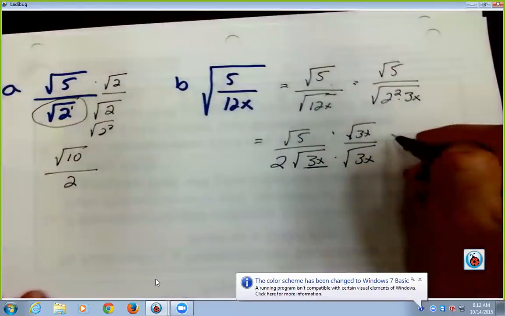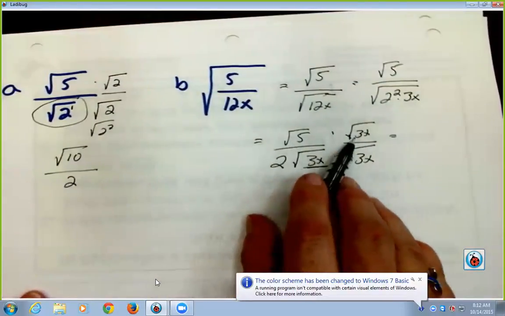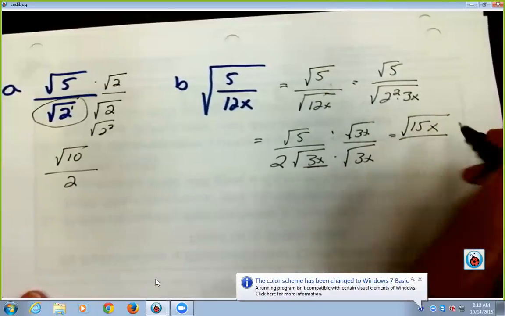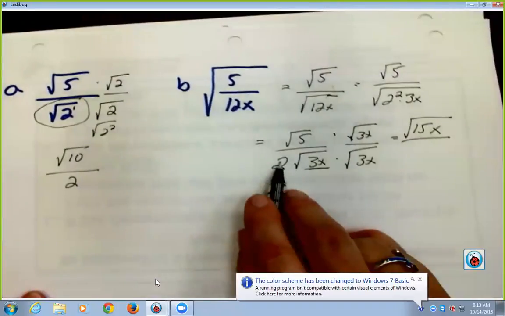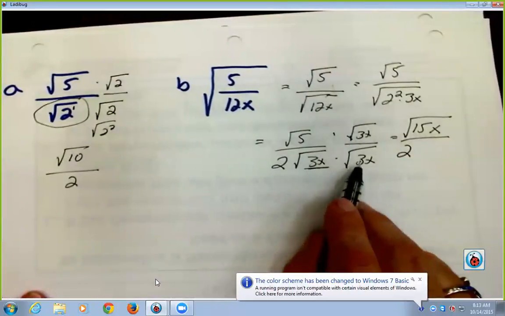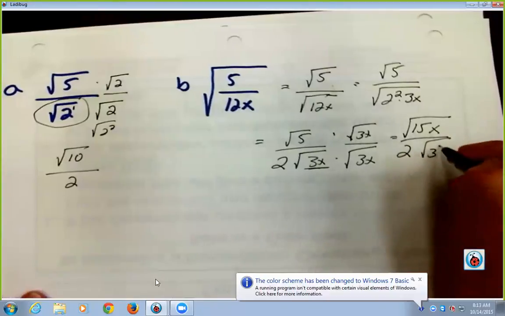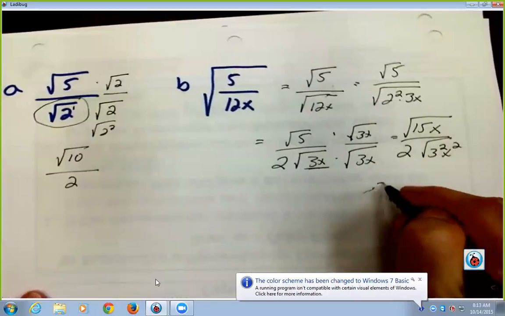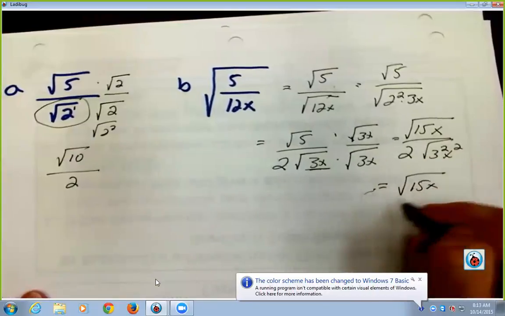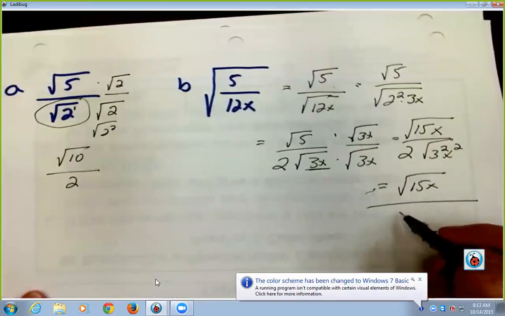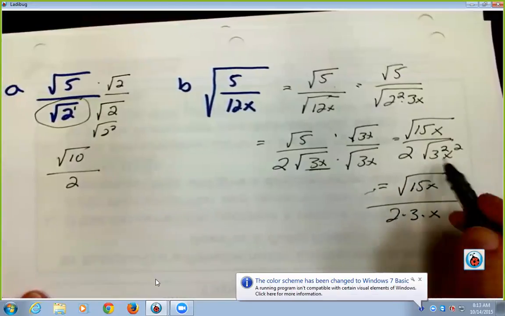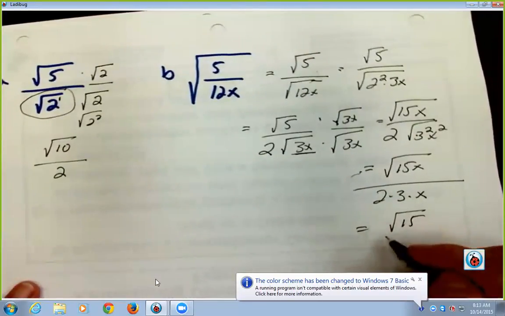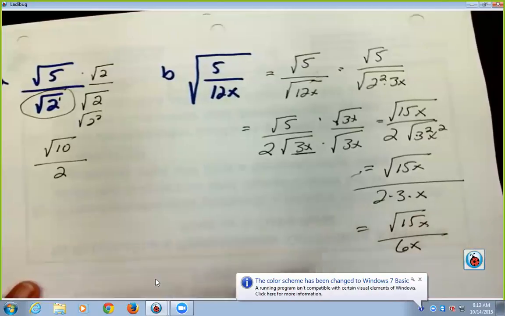So if I do that, what do I have in the top? Well, I have 5 times 3 is 15. X comes along. And in the bottom, I still have my 2. But now I have 3 squared under my radical, and I have x squared under my radical. So when I'm all finished with it, I have the square root of 15x all over 2 times 3 times x, because they all come out. And my final answer is the square root of 15x all over 6x.